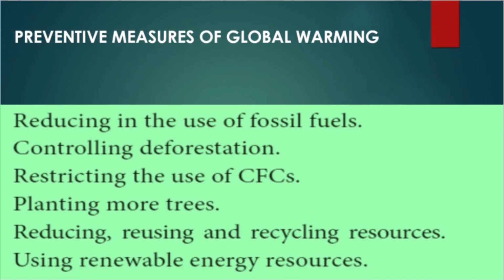Preventive measures of global warming. In order to save the earth and its resources, we need to take certain measures. Some of the measures are given below. Reducing the use of fossil fuel, controlling deforestation, restricting the use of CFCs, planting more trees, reducing, reusing and recycling resources, using renewable energy resources.